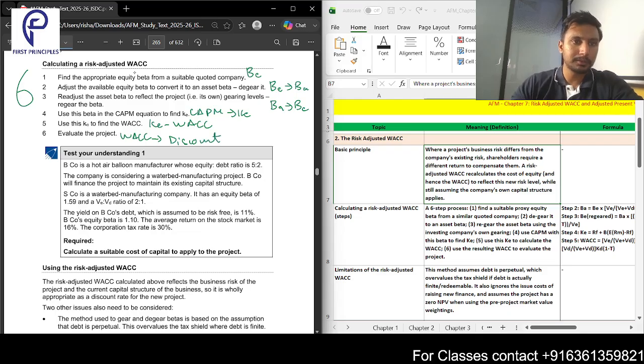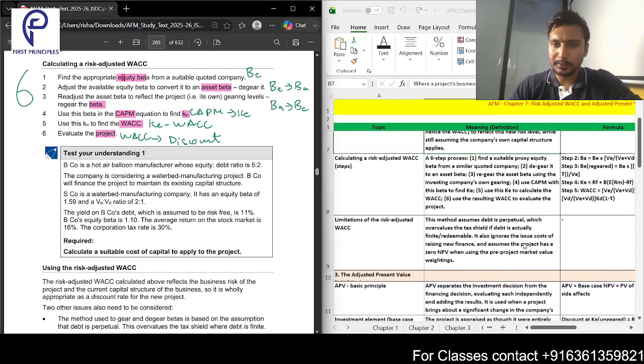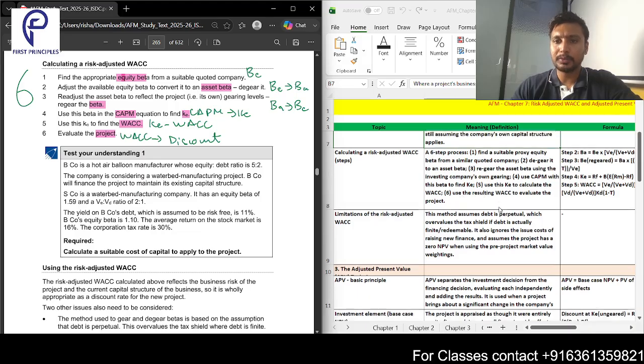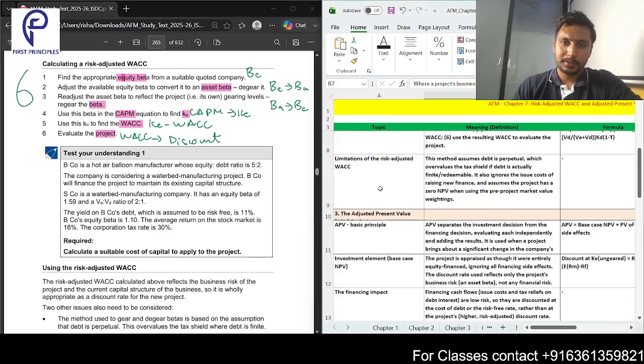It's a 6 step process. First step, calculate the equity beta. Second, from the equity beta, convert it to asset beta. Asset beta is again converted to equity beta. Use that equity beta in CAPM and find the KE. Use this KE to find WACC, and using the WACC, evaluate the project. So these are the 6 steps as written over here: we de-gear, then we re-gear, and we use the CAPM, get the KE, find the WACC, use the WACC and evaluate the project.